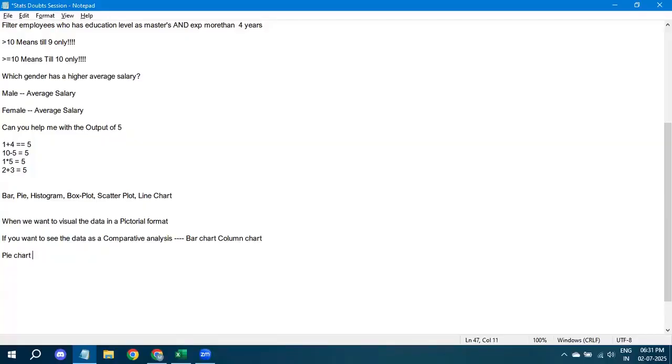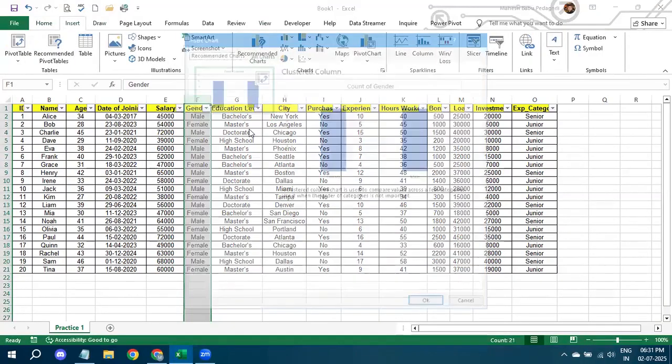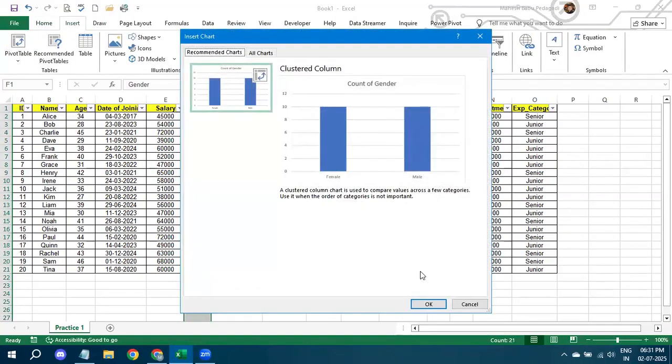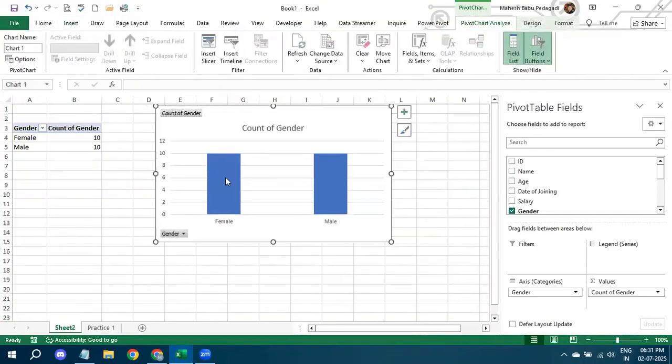A pie chart is used to see the part to whole analysis. For example, if I select the male column, I'll go to insert, recommended charts. What is the chart it is showing, guys? How many times is male occurring? How many times is female occurring? Now tell me, which one is having the highest count? Both having the same count.